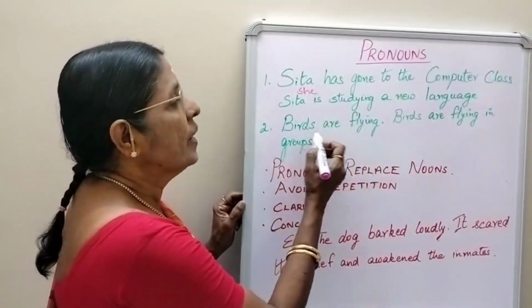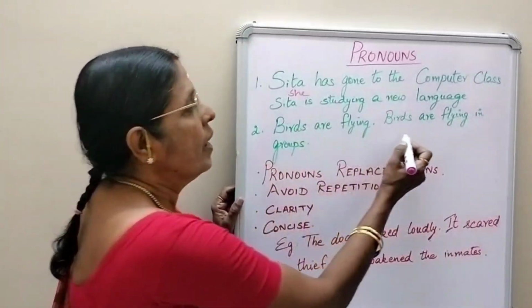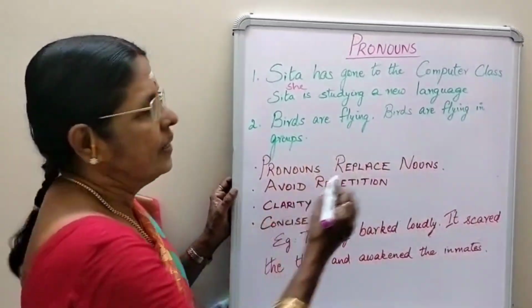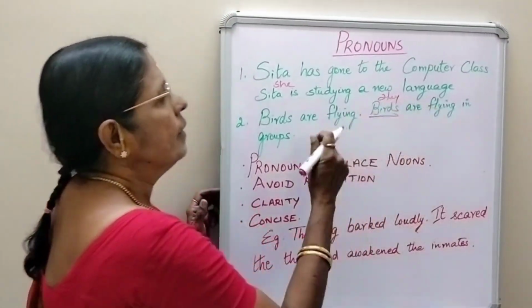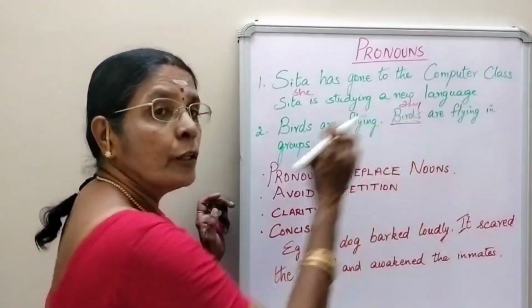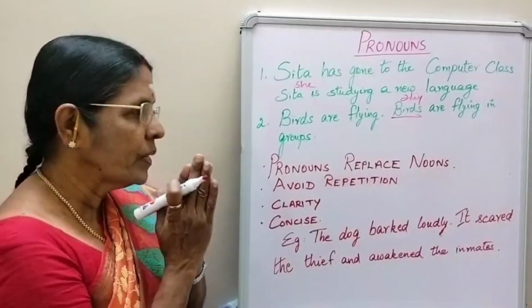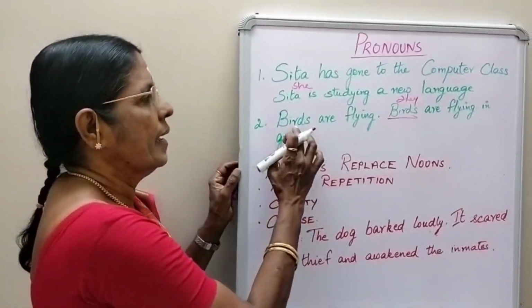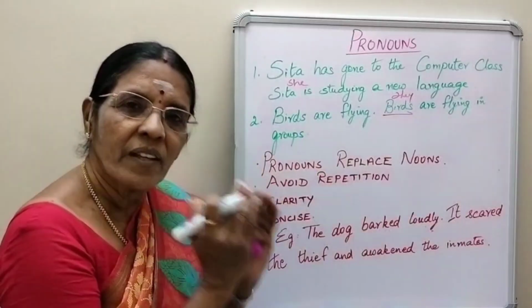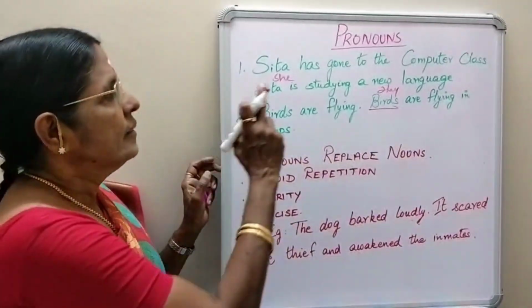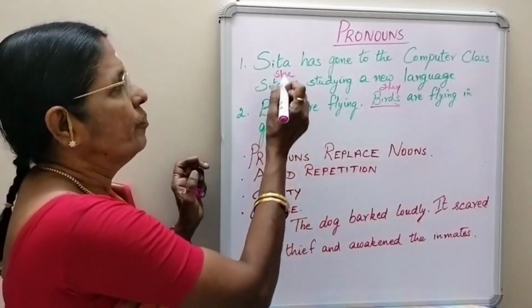Okay. Birds are flying. Birds are flying in groups. Instead of repeating birds again, I can say birds are flying. They are flying in groups. If I wanted to be more concise, I can say birds are flying in groups. That will be even clearer and concise. So this is what is pronoun.